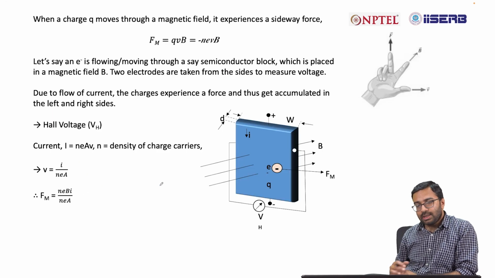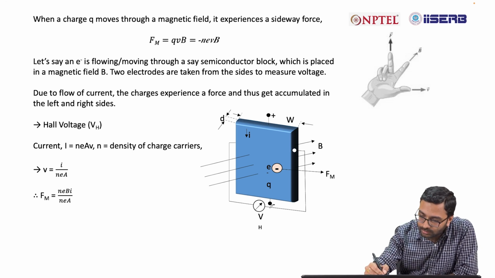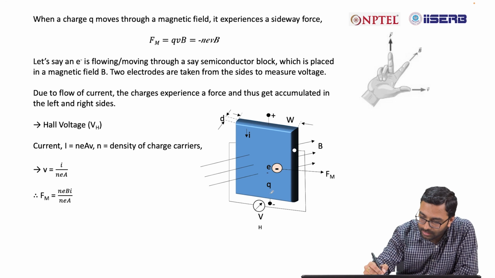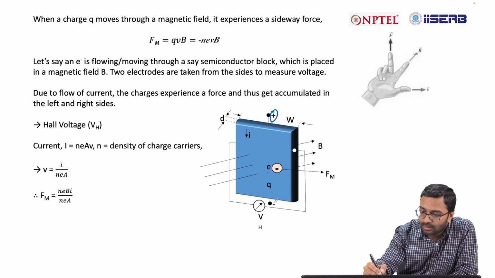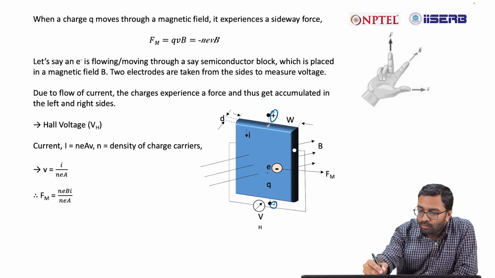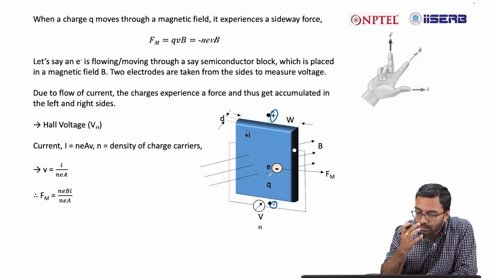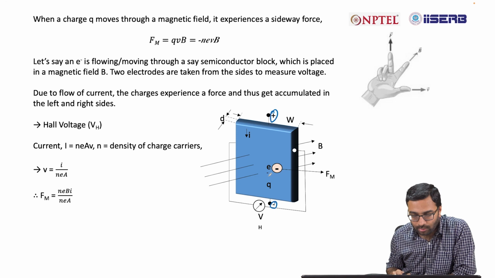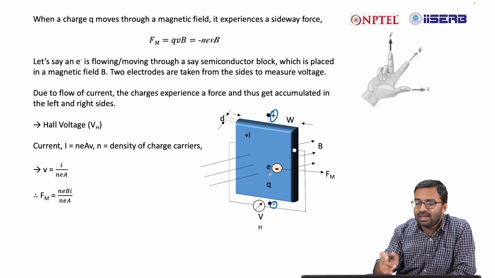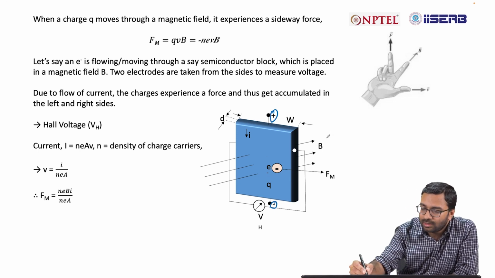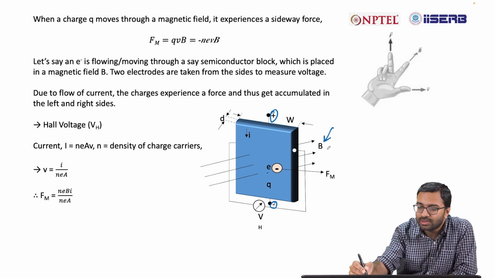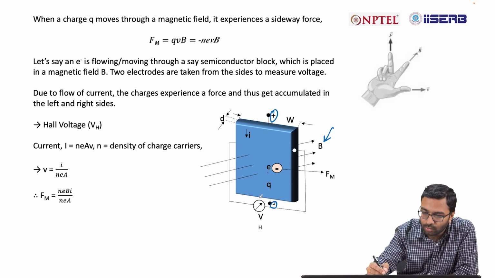Now, let us consider a semiconductor block, and there is a current which is passing through that semiconductor block. You have positive and negative terminals. Now, when the current is passing through that semiconductor block, there will definitely be movement of electrons, and say this semiconductor block is kept in a magnetic field B, which is perpendicular to that flow of current.